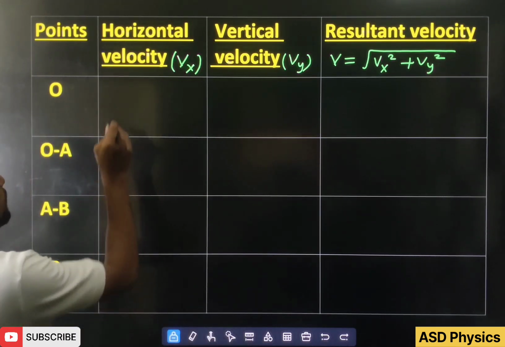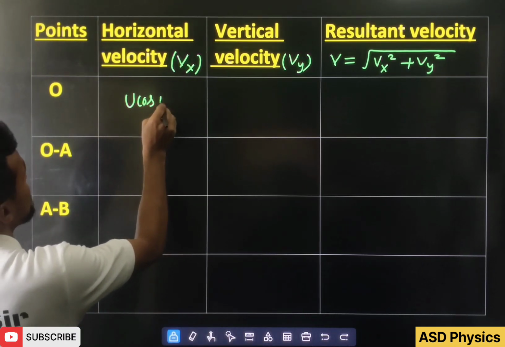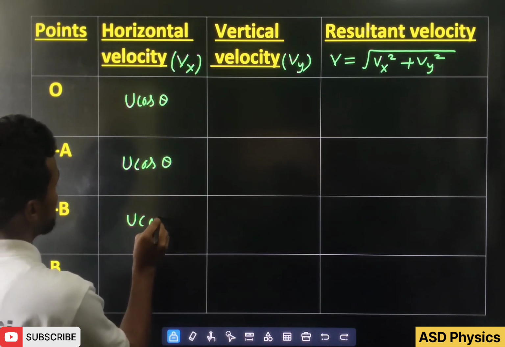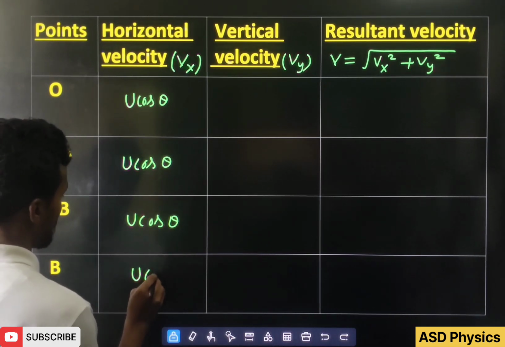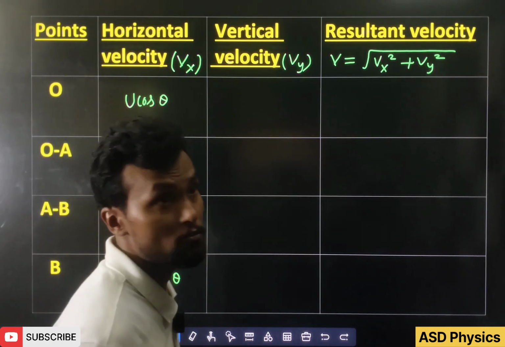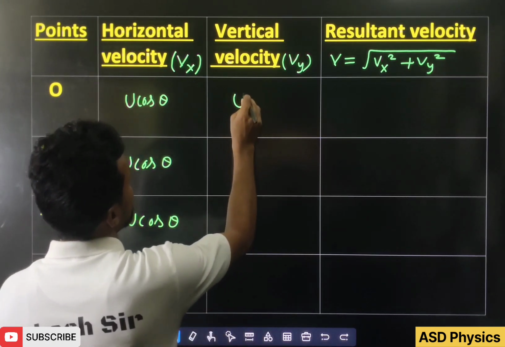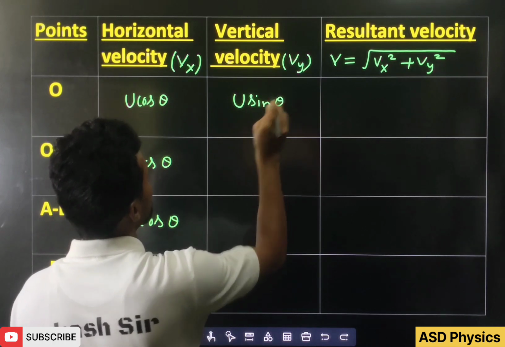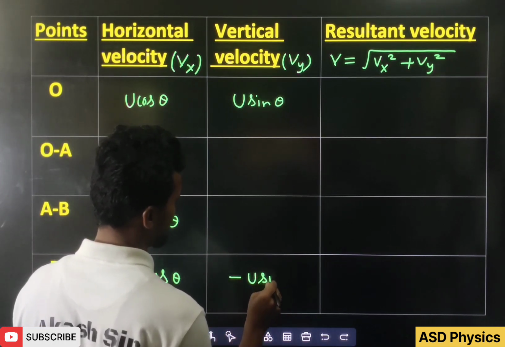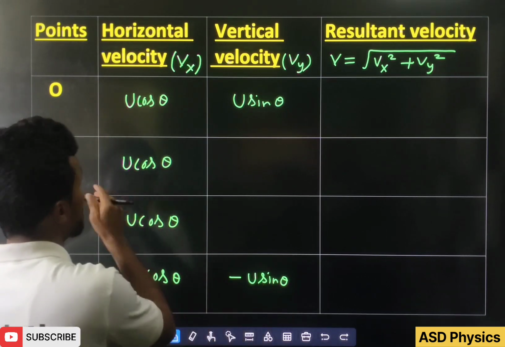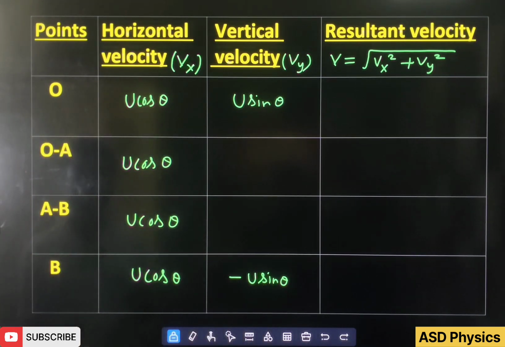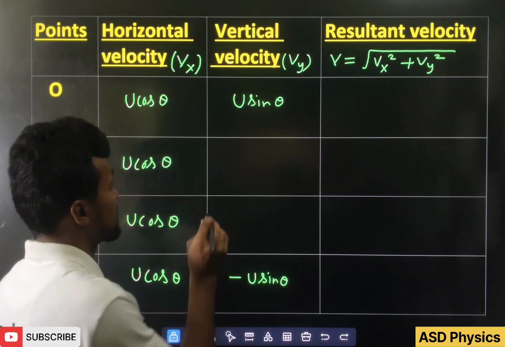So now at all the points, how much is the horizontal velocity? U cos theta, because the horizontal component of the velocity is constant, U cos theta. Now if we talk about the vertical component of the velocity, what is this? U sin theta at point O, and at point B, how much? Minus U sin theta, no? Because the direction is opposite. Now O to A, what is happening? The vertical component of the velocity, students, O to A, is decreasing.